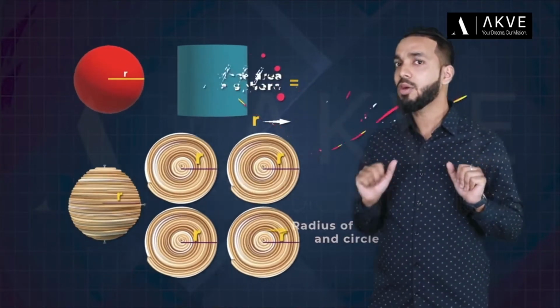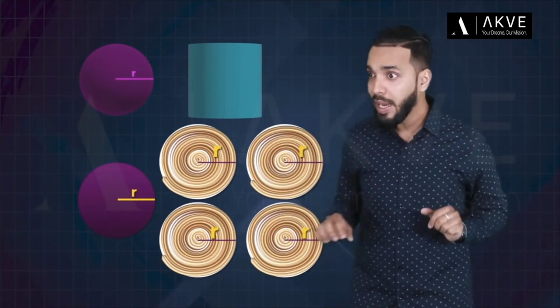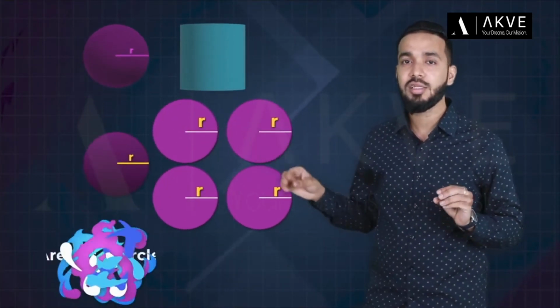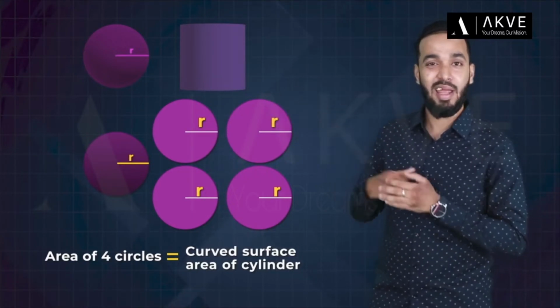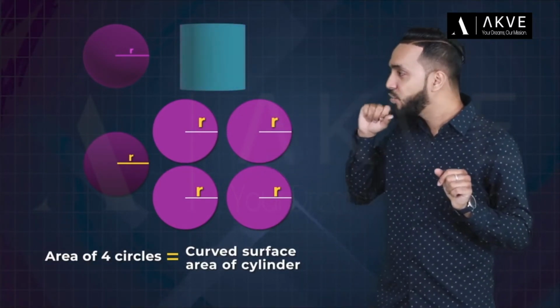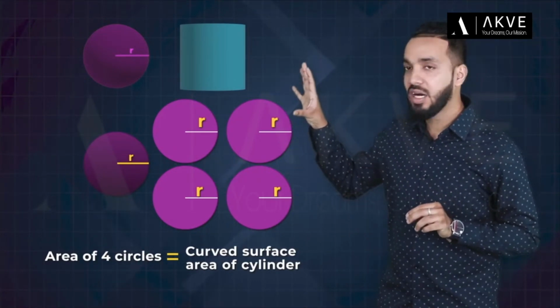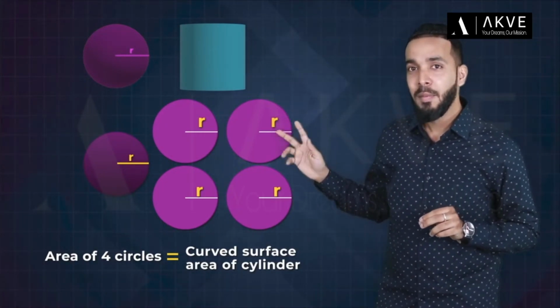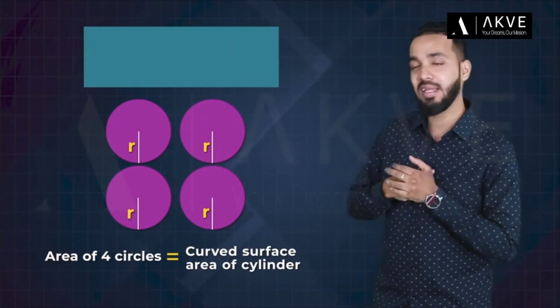Now, if we are talking about the same sphere in these 2 examples, the combined area of these 4 circles should be the same as the curved surface area of this cylinder, right? But how do we visualize this? Okay, let's imagine this curved surface of the cylinder being cut open laterally and flattened out to form this rectangle.